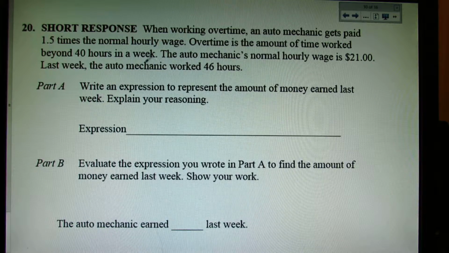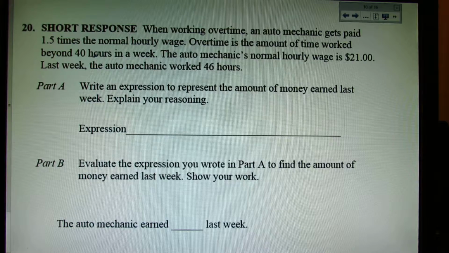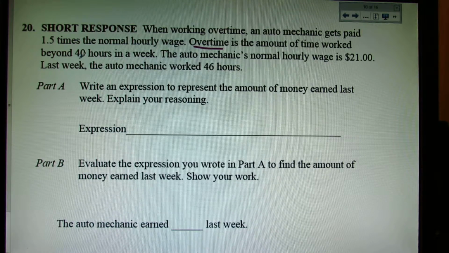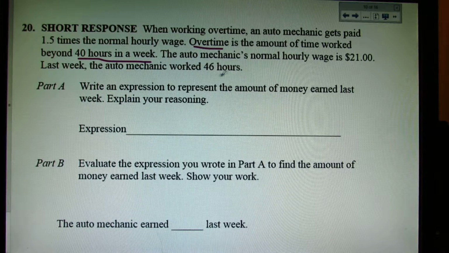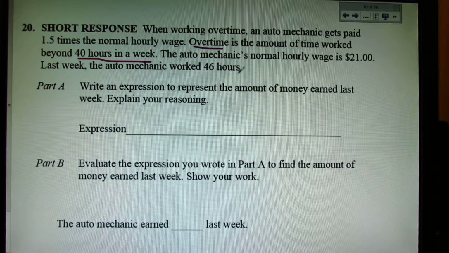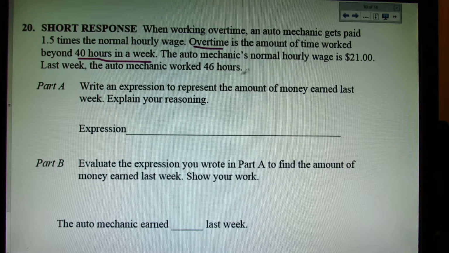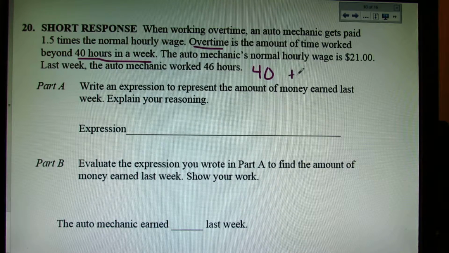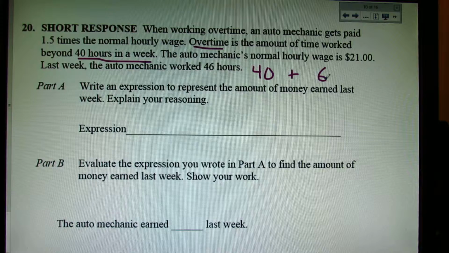All right, lots of information going on here. I'm going to go back and reread it. So we're talking about overtime. Overtime is when I work beyond 40 hours a week. Okay, so last week I did do that. How many hours did I work beyond my 40 hours? Well, here's the 40 hours, and I worked an additional 6 hours. That's going to be considered the overtime.